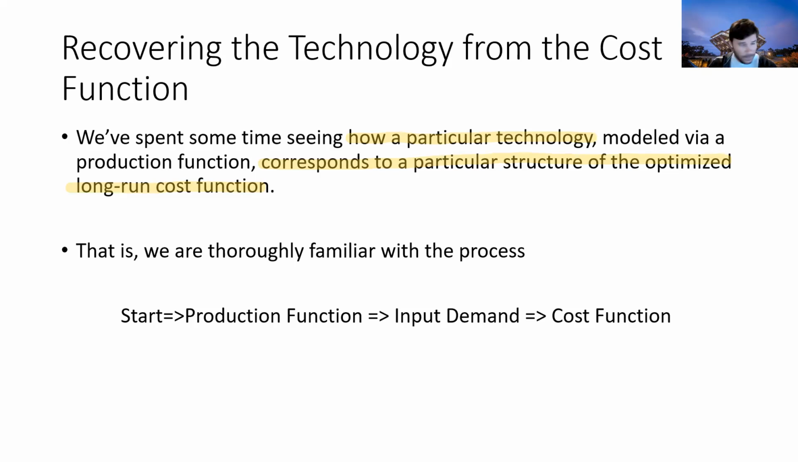Now, let's take a look at this. The process we've thought about so far is we started with the production function as our description of the technological process, right? And then we solved a problem to go from the production function to find the input demand. What was the problem we solved? To go from the production function to find the input demands. That was what?